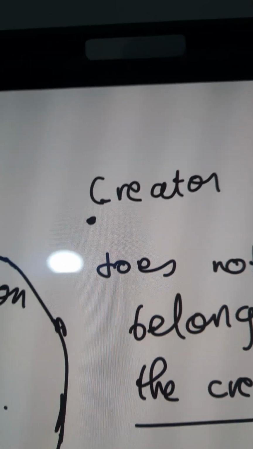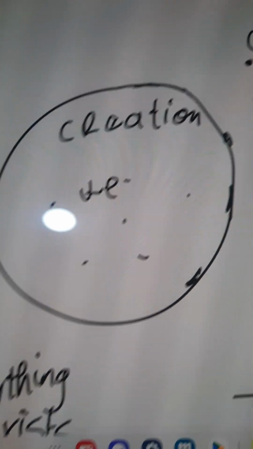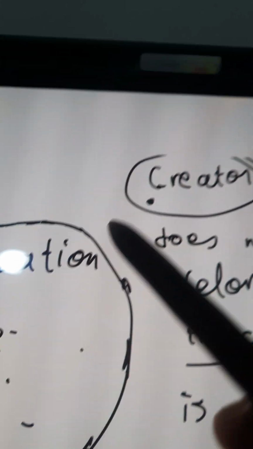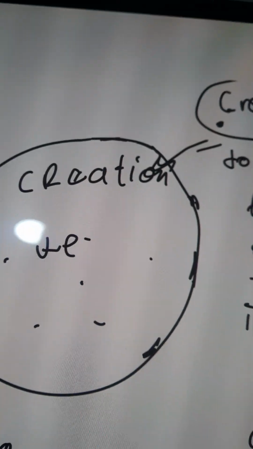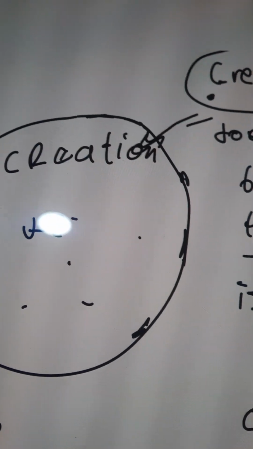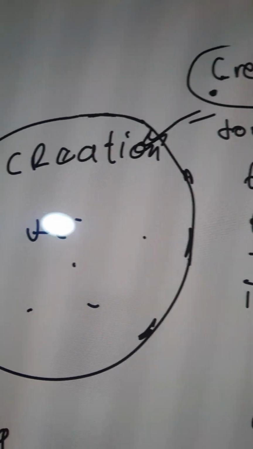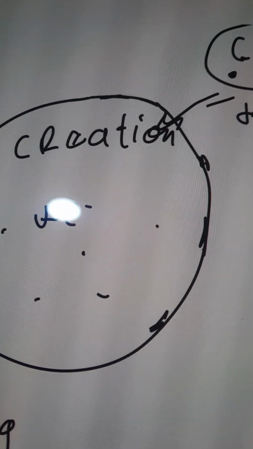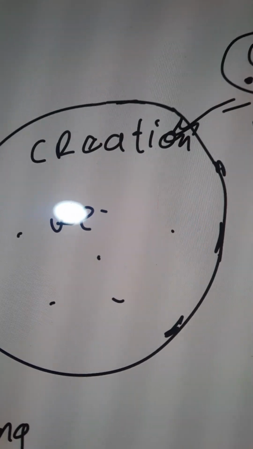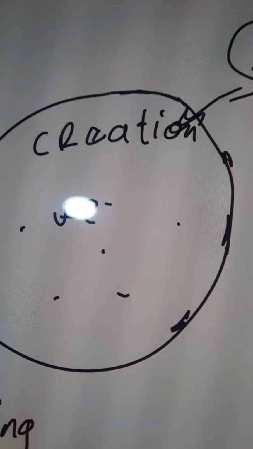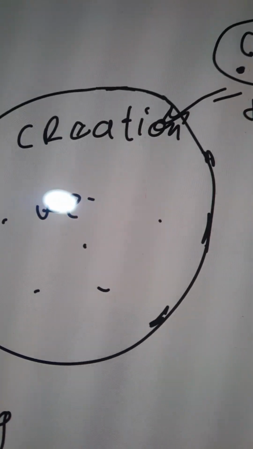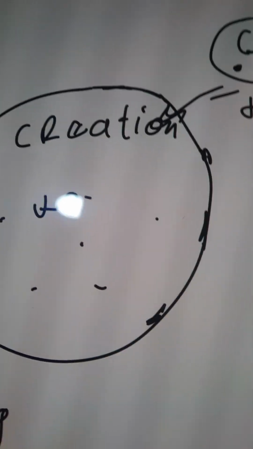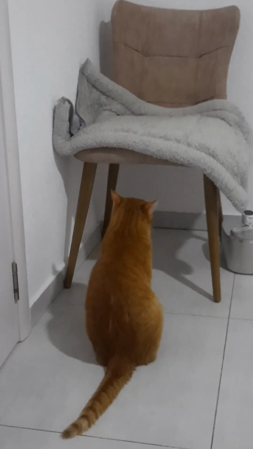Outside is another dot that does not belong in this group, and it's the creator. Basically, the creator of everything. As you can see, he does not belong to the creation. He is nothing like the creation. And it has to be more powerful because if galaxies are that big, the creator has to be so much more powerful than them.